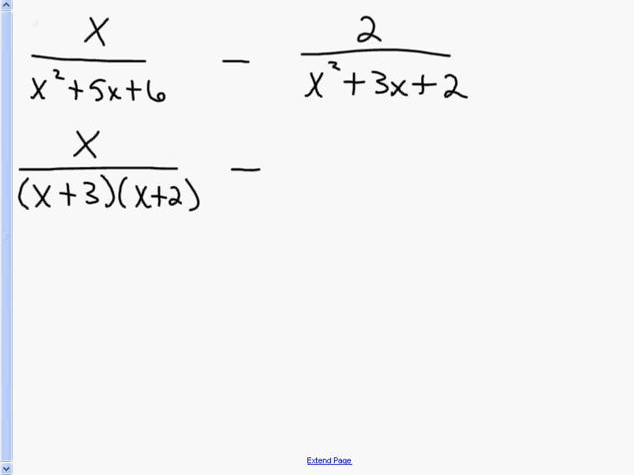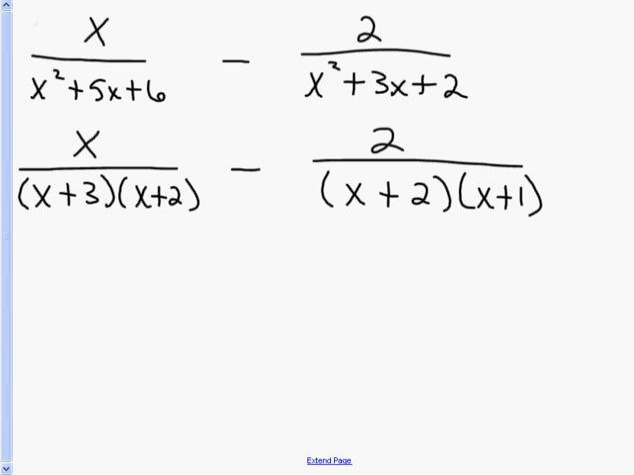minus, and then 2 over x squared plus 3x plus 2. I'm going to multiply to get positive 2, add to get 3, so that will be x plus 2 times x plus 1. So I have both of my denominators factored.